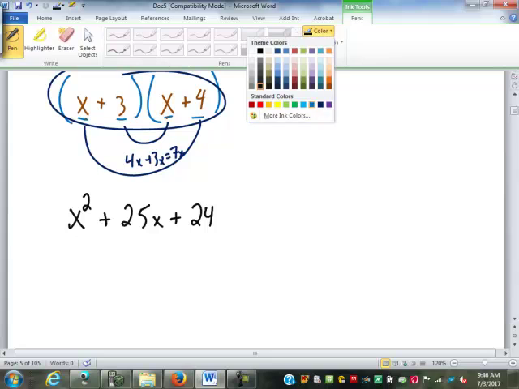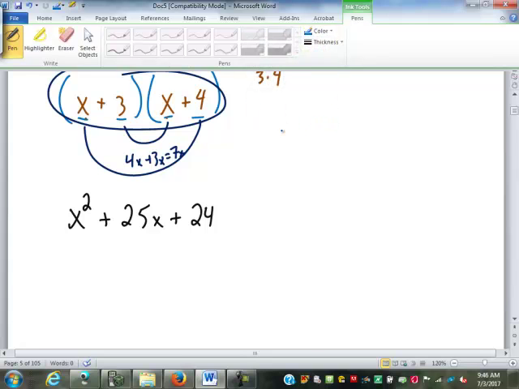So, talk me through this one. Now, don't forget the first step. What's the first step? Always check to see if there is a greatest common factor. Is there one? No, there isn't. So then, tell me what to do.